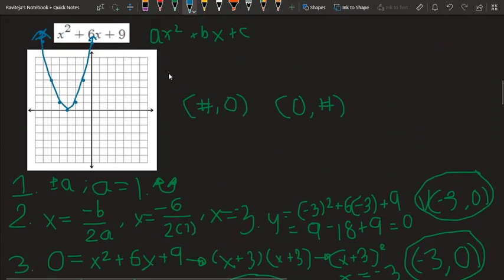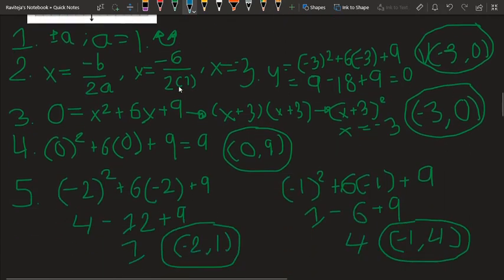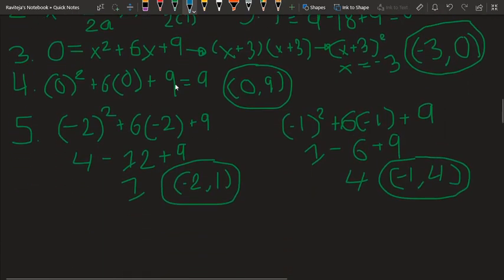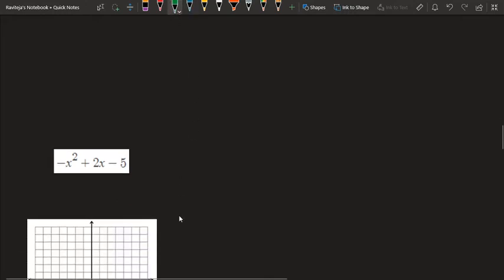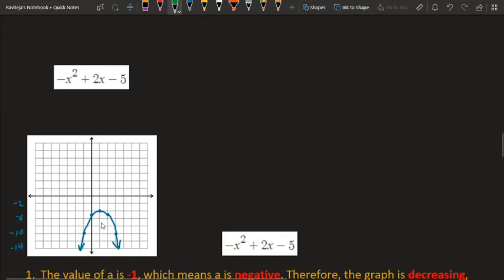So now feel free to try the next quadratic equation example on your own and pause the video if you'd like to do that. So here it is. The quadratic equation for our next problem is -x squared plus 2x minus 5. So pause the video if you want to try it out on your own. Okay. Let me show you guys what it looks like. So this is our graph for the quadratic equation of -x squared plus 2x minus 5.